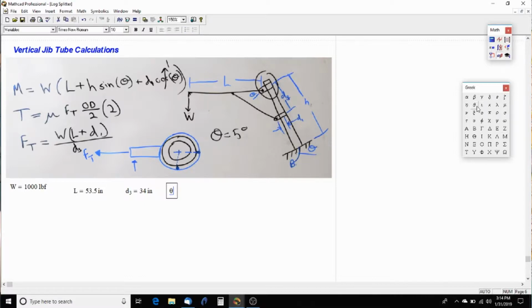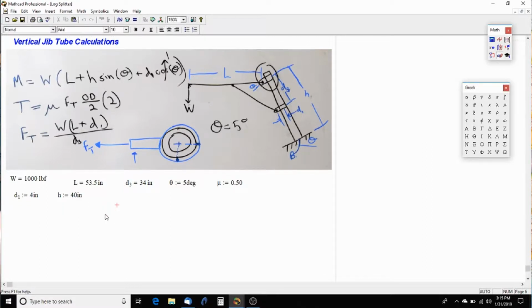We need our theta, which is 5 degrees. Our mu, which is the coefficient of friction, is 0.5, and that's unitless. We've got D1, and that is 4 inches. And our height, which is about 6 inches more than D3, so let's put that at an even 40 inches. Wonderful.